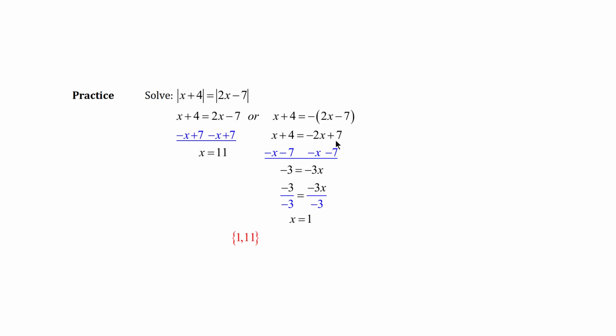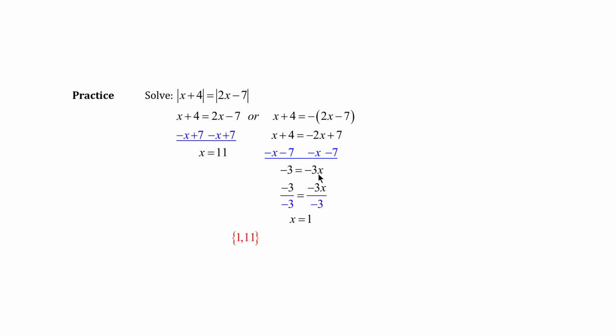Next, we do two steps at once. I get rid of the x by subtracting x from both sides of the equation, and I get rid of the plus 7 by subtracting 7 from both sides. Starting with the left-hand side, x minus x cancels out. Plus 4 minus 7 gives us negative 3. On the right-hand side, negative 2x minus x is negative 3x, and the plus 7 minus 7 cancels out. So the result is negative 3 equals negative 3x.